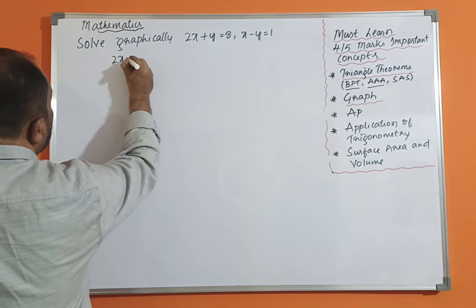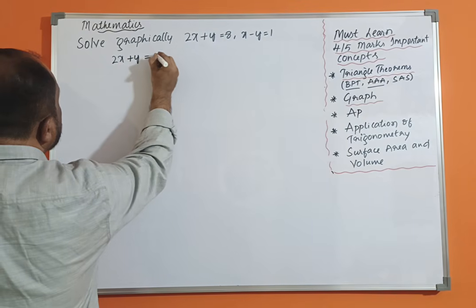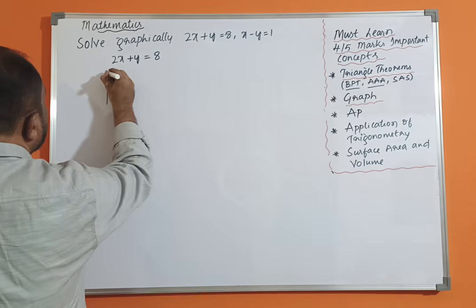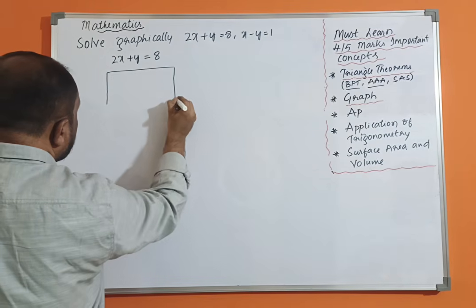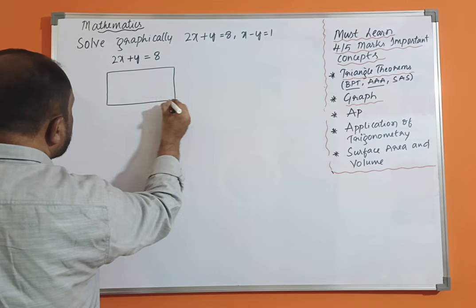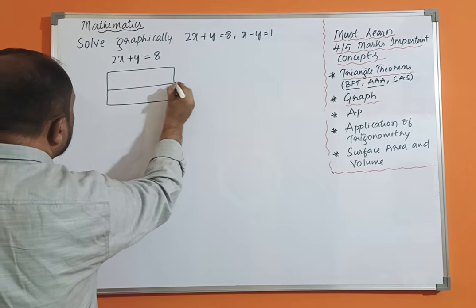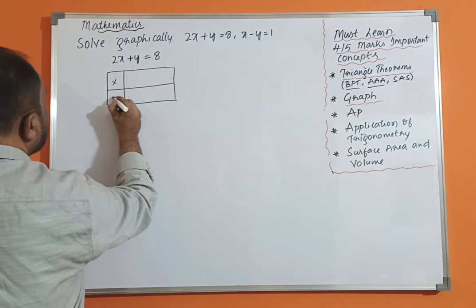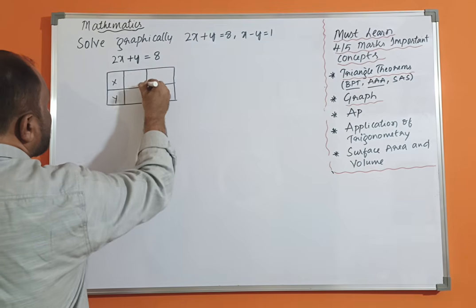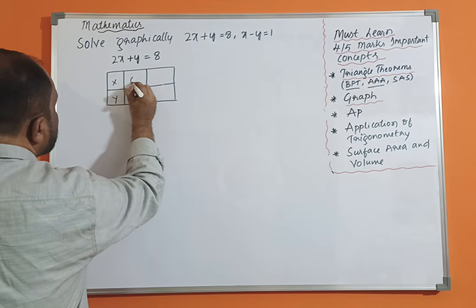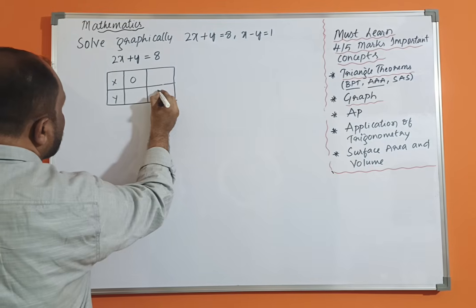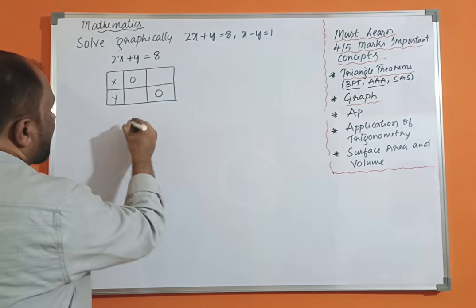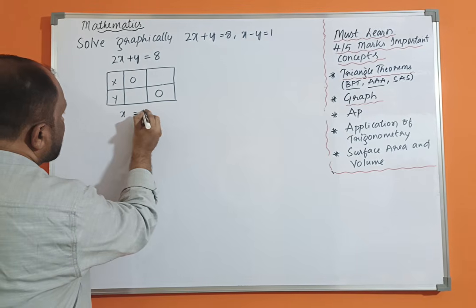So x plus y is equal to 8, the first equation. Normally I prefer solving by taking the value of x is equal to 0 and y is equal to 0. So first case I am taking x is equal to 0, and the second case I am taking y is equal to 0 for this equation. Let us take first x is equal to 0.